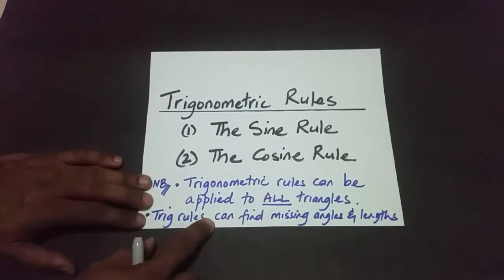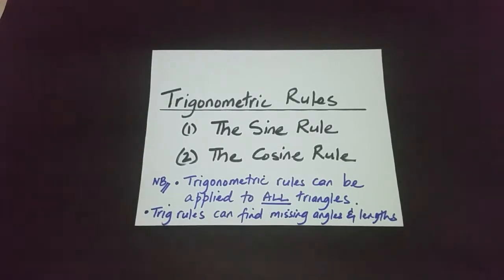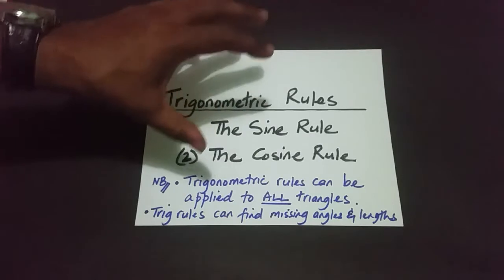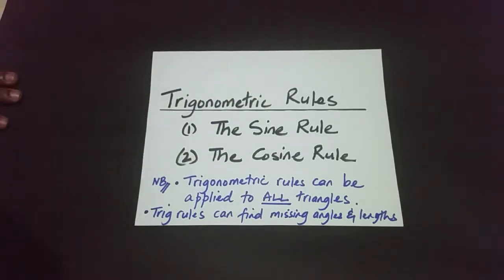The next thing I want to point out is that trig rules can find missing angles and lengths on triangles. That's a similar thing to trig ratios, except that trig ratios have limitations because they only apply to right angle triangles. So trig rules, or trig rules for short, can be applied to all triangles, whether it is right angle triangles or not. And there are two types of trig rules, the sine rule and the cosine rule.